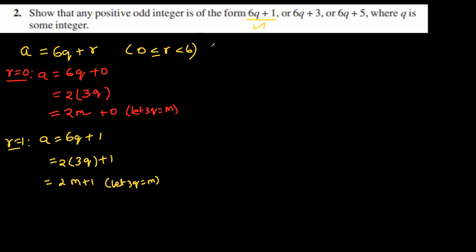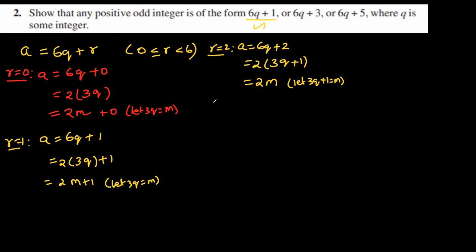Next step, when r is equal to 2, a is equal to 6q plus 2. Overall, we can take 2 as common. That is 3q plus 1. And let us assume 3q plus 1 is m. That is, let 3q plus 1 is equal to m. We are getting 2m. That means we can write it as 2m plus 0, isn't it? So now this 6q plus 2 is an even integer as we are not getting any remainder after taking 2 as common.